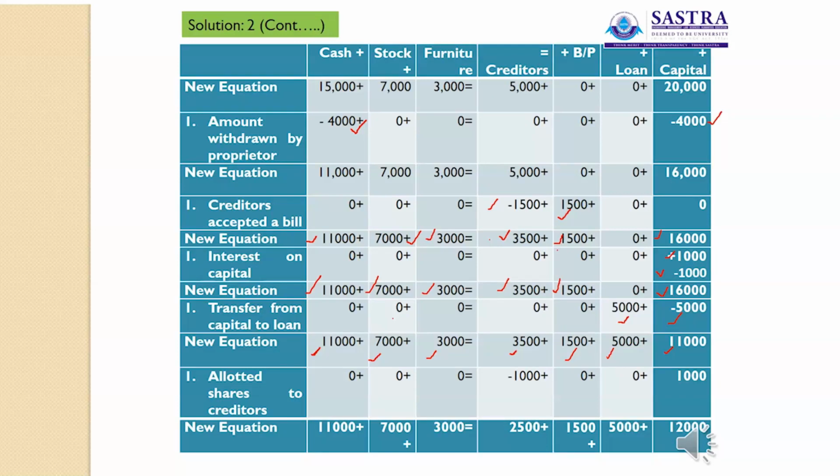Then allotted shares to creditors. So allotted shares to creditors, creditors value decreases, capital value increases. So automatically the creditors value decreases, minus 1,000. Here capital value increased by rupees 1,000.